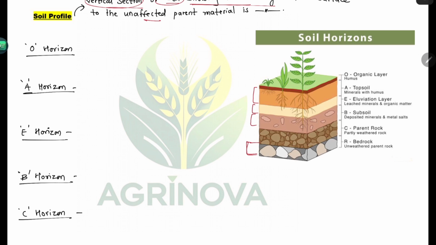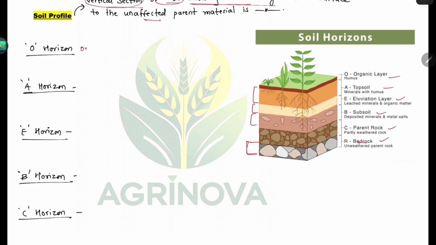Mainly, the soil profile is divided into 5 to 6 horizons, mainly O horizon, A horizon, E layer, B subsoil horizon, C horizon, and R, which is the bedrock. So let's see in detail what each horizon is about.